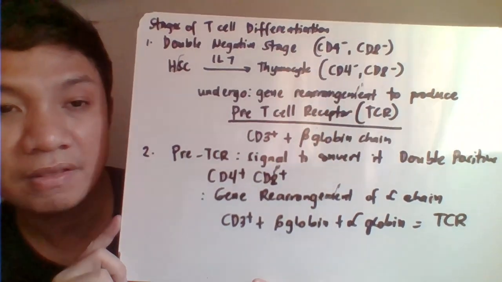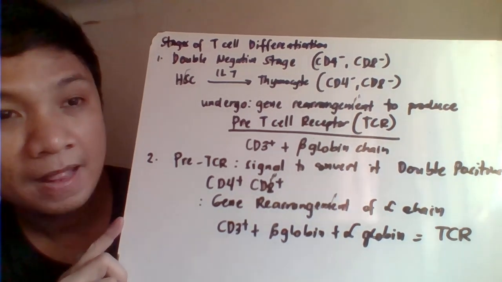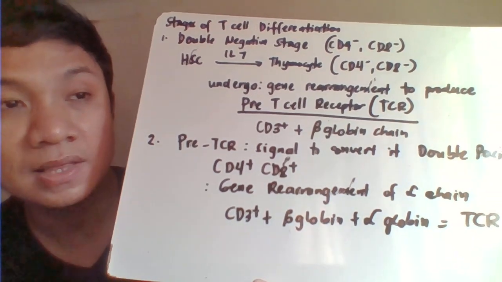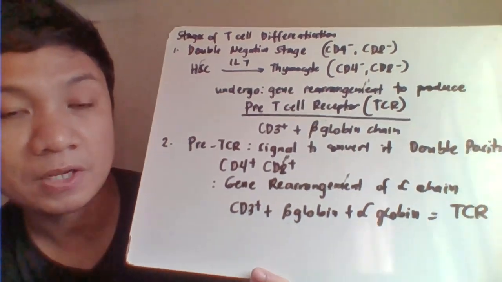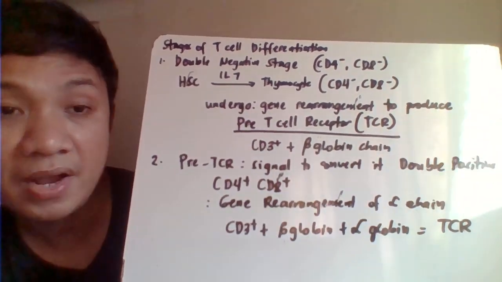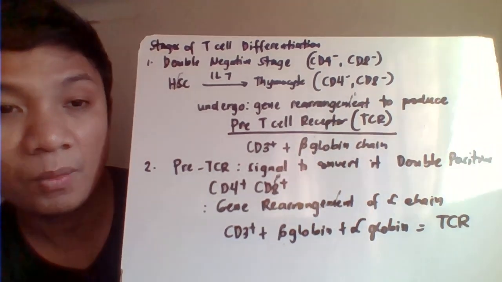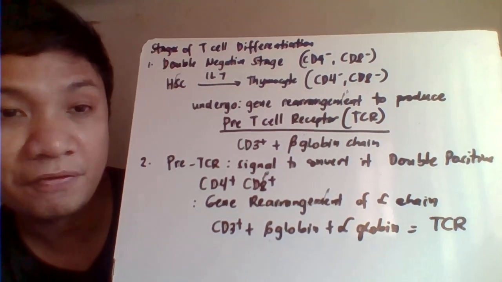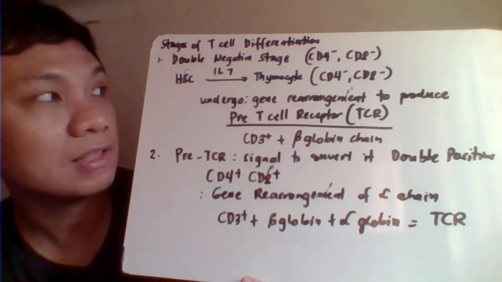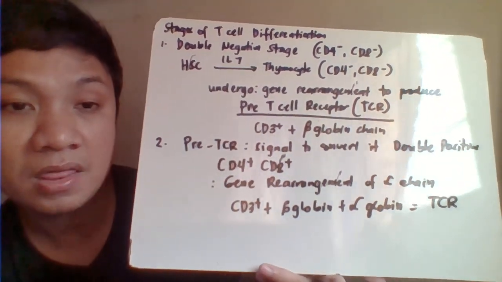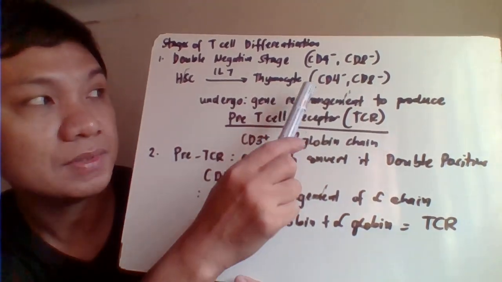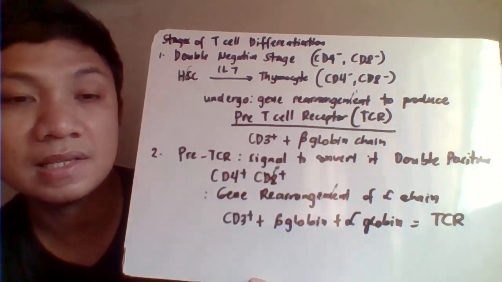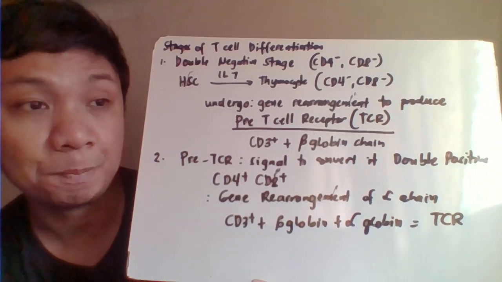Okay, now we go to the development of your T lymphocytes. Again, the development of our T lymphocytes also follows both our antigen-independent and antigen-dependent maturation process. So we have here the stages of the development of our T lymphocytes. From your hematopoietic stem cells, acted upon by your growth factor, specifically the cytokine interleukin-7, they are converted to your thymocyte. Our thymocyte here is a double negative, so CD4 negative and CD8 negative. So it is not yet mature.